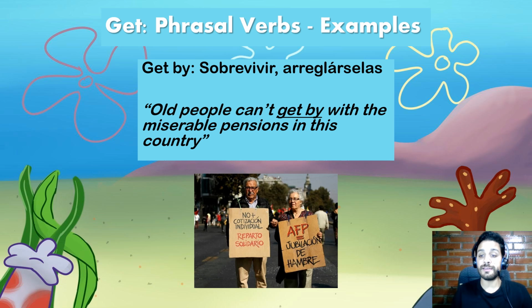They don't get by. They struggle. They have lots of problems. They need to spend a lot of money in health, medicine, and treatments, and they can't get by. They can't survive. So that is the use of get by, sobrevivir.